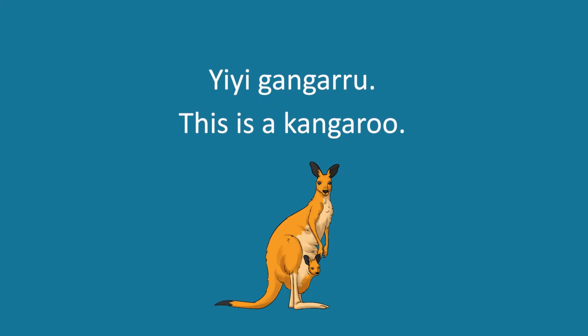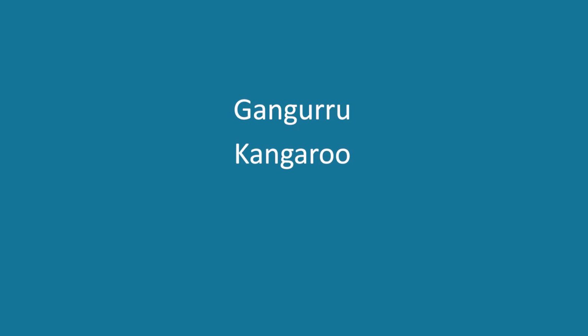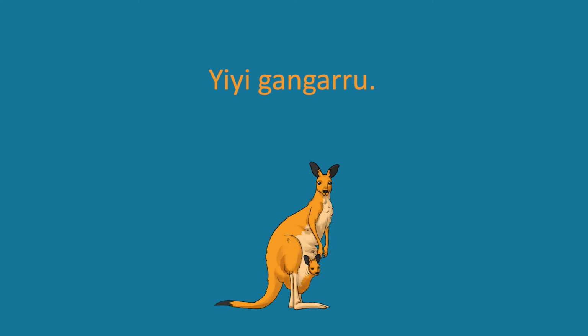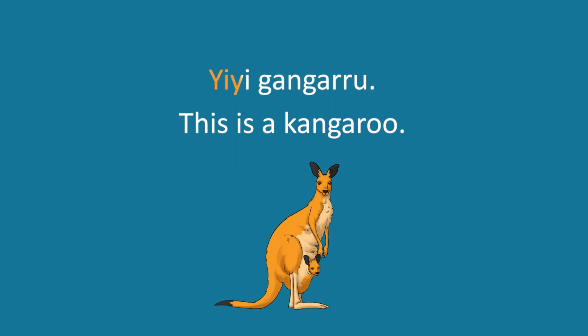This is a kangaroo. Track the word as I speak. Yi kangaroo. Kangaroo is kangaroo. Say ka, say nguru. Say kangaroo. Yi kangaroo. This is a kangaroo. Say yi kangaroo. Say to your partner whether this is a kangaroo.